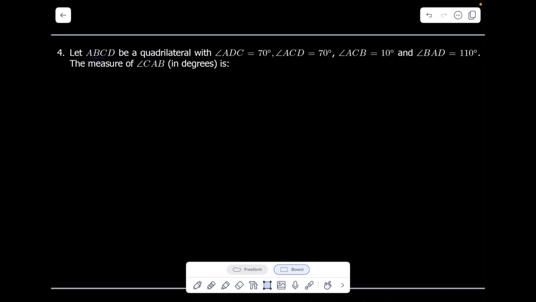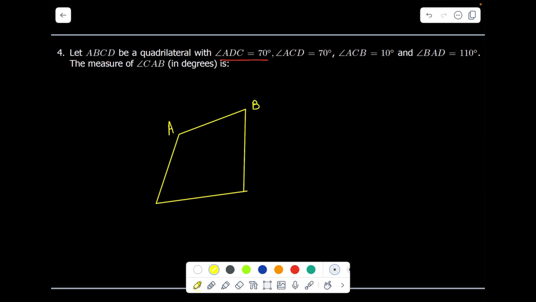Question 4 is, let ABCD be a quadrilateral and angle ADC is 70 degree. So first let us draw a quadrilateral like this. Quadrilateral ABCD. So here is A, B, C and D. Angle ACD and angle ADC both are 70. ADC is 70 degree and angle ACD is also 70 degree. Now we have ACB as 10 degree. ACB is this angle and it is 10 degree. Lastly, BAD is 110. This whole angle BAD is 110 degrees.